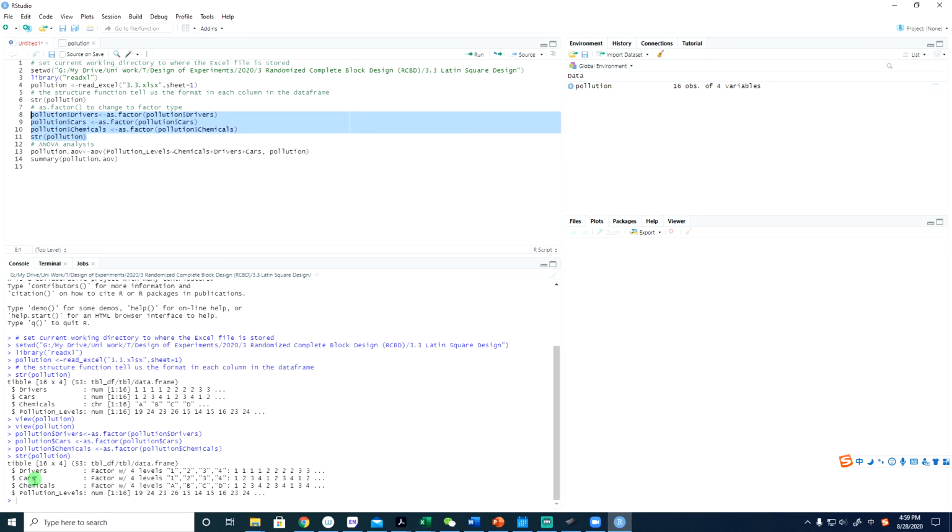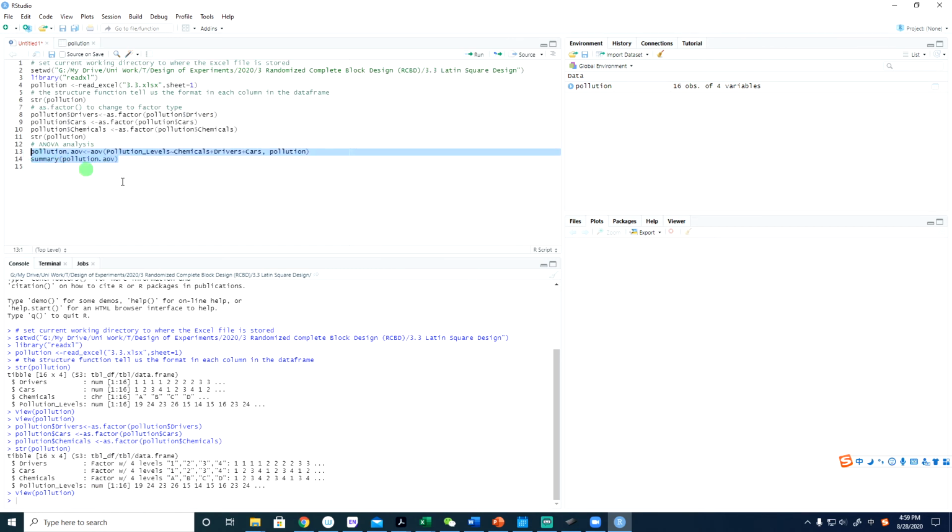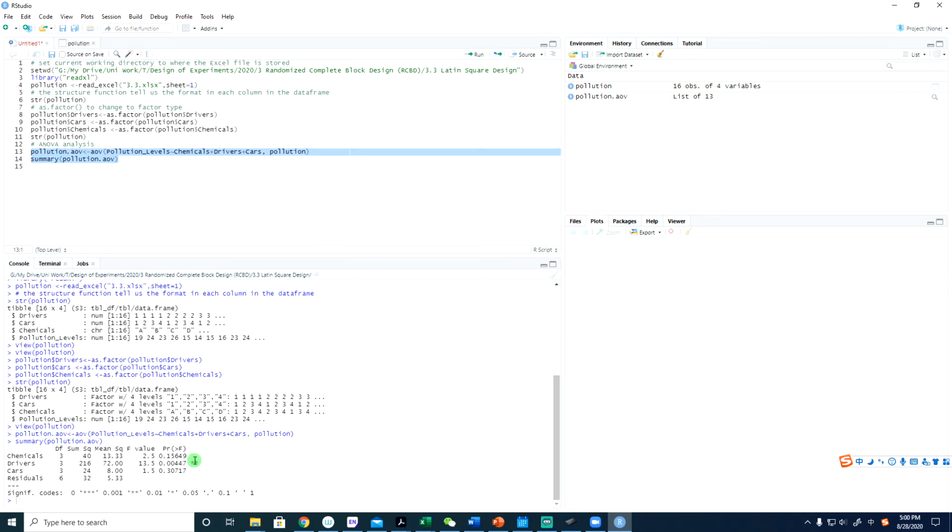Now you can see we have the driver, cars, and chemicals as factor, and the pollution levels, which is these numbers, are still numeric. The last 2 lines are used to perform the ANOVA analysis. As you can see, the p-value for the chemical factor, which is the factor we are investigating, is larger than 0.05, which indicates there is strong evidence showing the 4 different types of chemicals do not have the same level of pollutions.